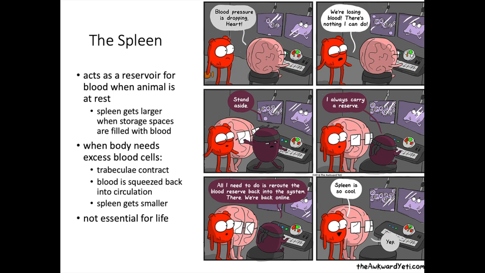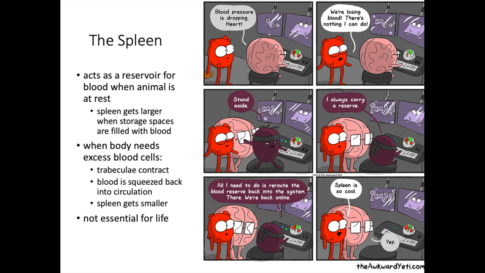All right, and then the spleen acts as well as a reservoir for blood when the animal is at rest. The spleen gets larger when the storage spaces are filled with blood. When the body needs excess red blood cells, so it needs more red blood cells, then the trabeculae contract, and the blood is squeezed back into circulation by the spleen. So the spleen's kind of like this giant sponge that can just release its red blood cells and blood cells in general at any point. At that point, the spleen will get smaller.